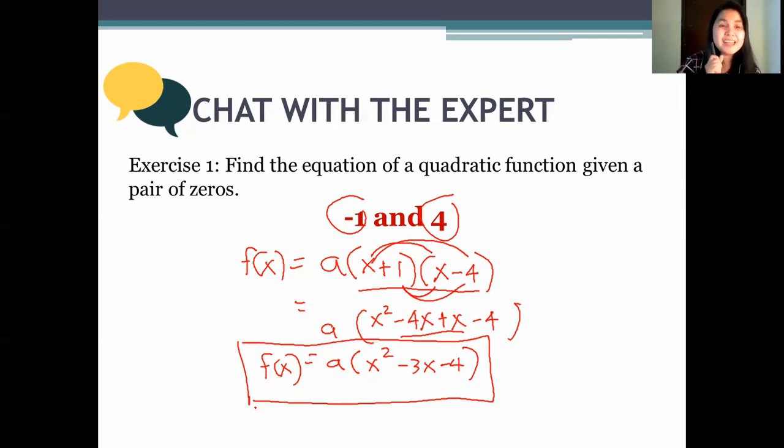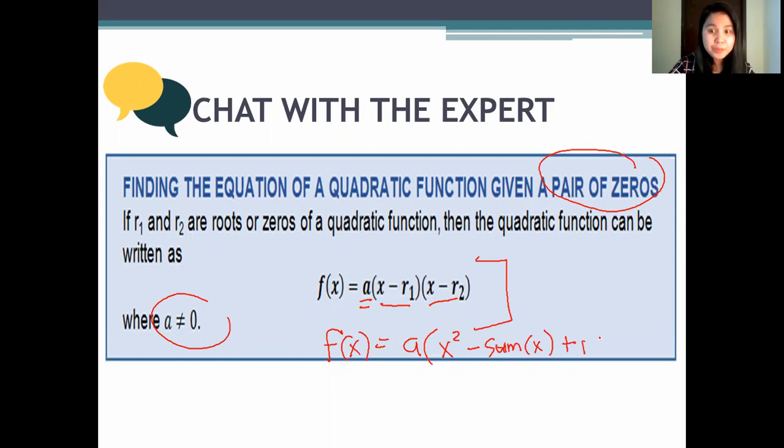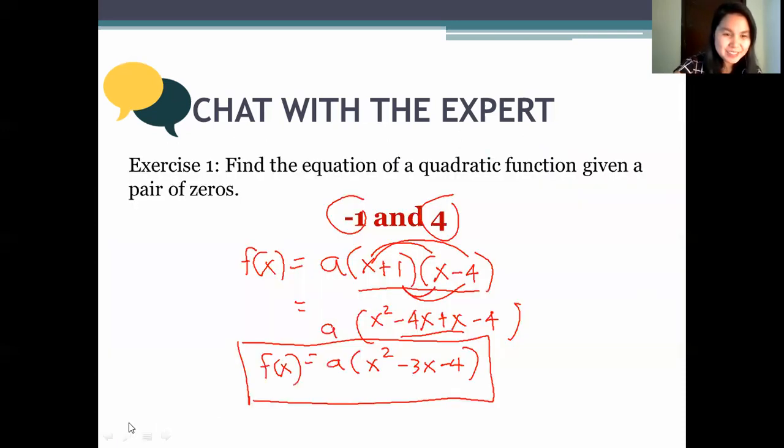But let me show you another technique. Actually, the technique is in the sum and the roots. Remember last week, we have talked of the sum and the product of the roots. We can write this as f of x equals a times x squared minus the sum times x plus the product. Okay, let's verify that. Ready? Here, let's go back.